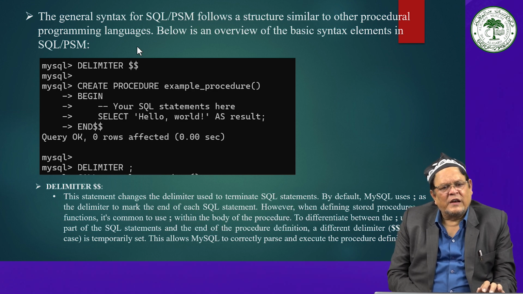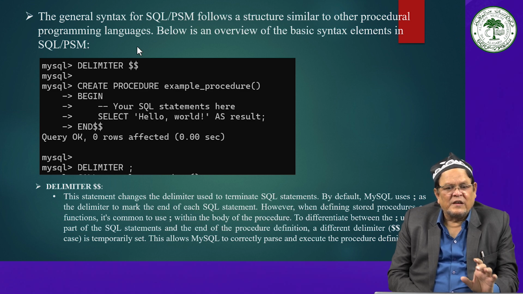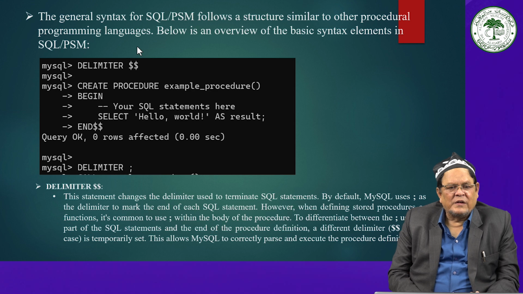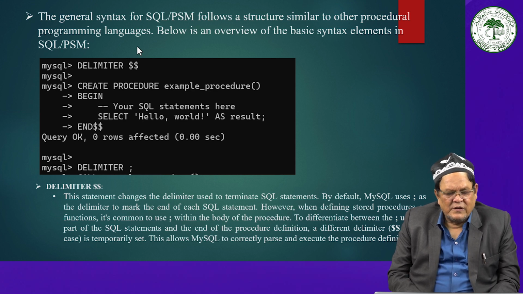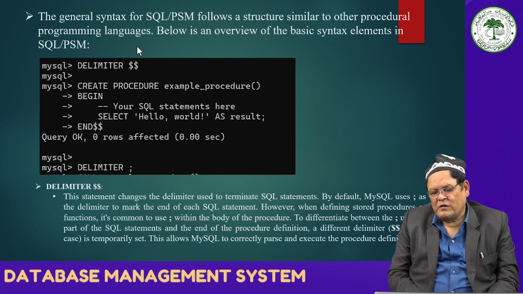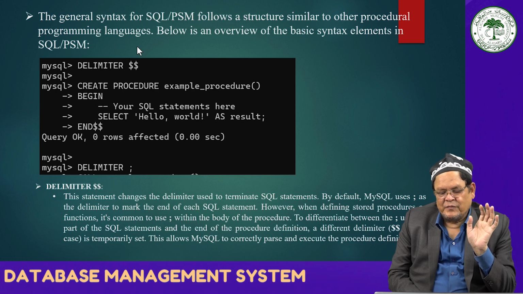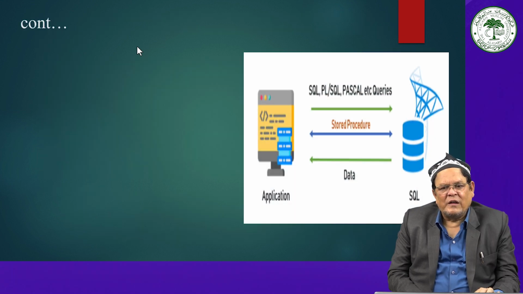And then you have to write a delimiter, a semicolon. It means this double dollar delimiter, what is the function? This statement changes the delimiter used to terminate SQL statements. By default, MySQL uses semicolon as a delimiter to mark the end of an SQL statement. So the delimiter I have used is semicolon, it will mark that the SQL statement has ended. I will explain one by one.